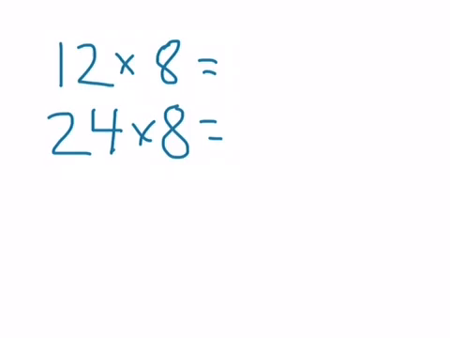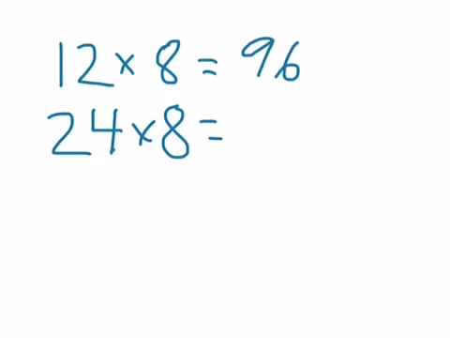First we have 12 times 8, and the way I would do that mentally is I would think, 8 times 10 is 80, and then I need to do 2 times 8, so 16. It's basically 80 plus 16 is how I do that mentally in my head. And the answer is 96.